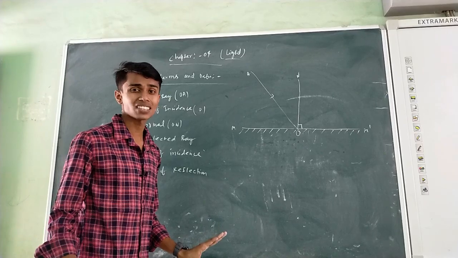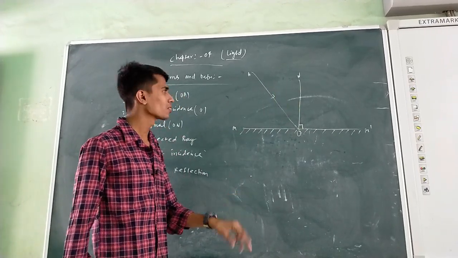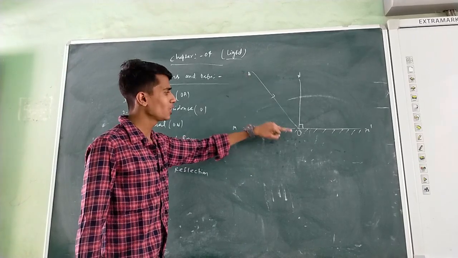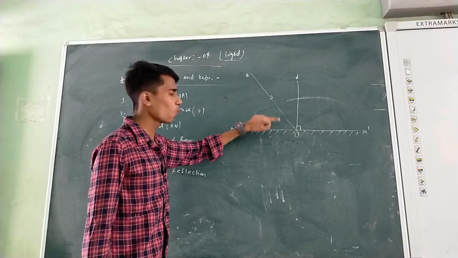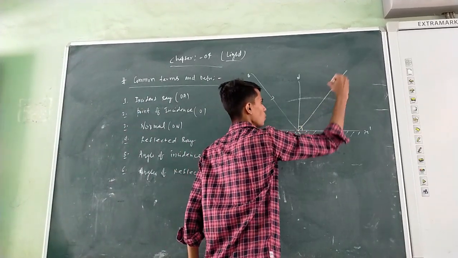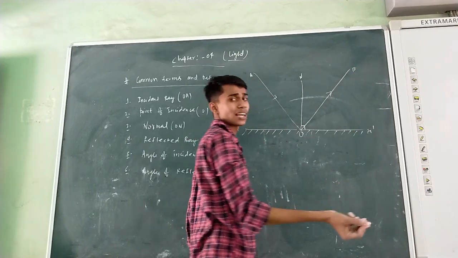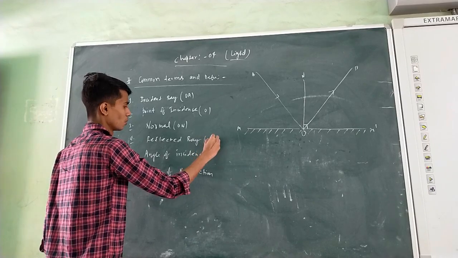Now reflected ray. As per reflection of light, whenever light strikes a surface, it returns back. Now from the source of light, AO is falling on the surface. O is the point of incidence. At O, the light ray AO strikes the surface and returns back. Suppose OB is the return path of the light ray. OB is the reflected ray. In fact, reflection is happening here.